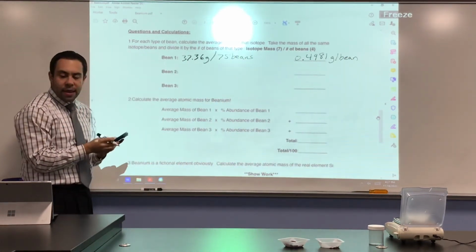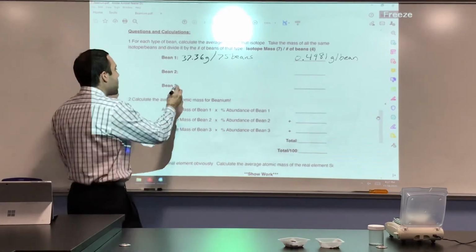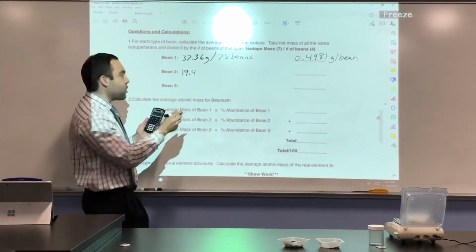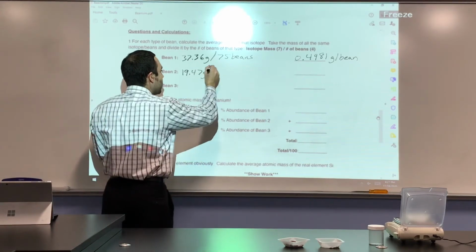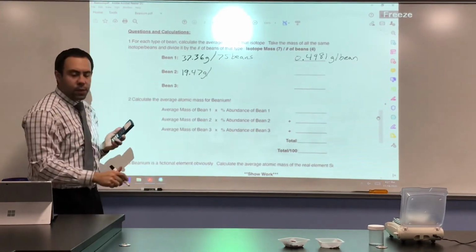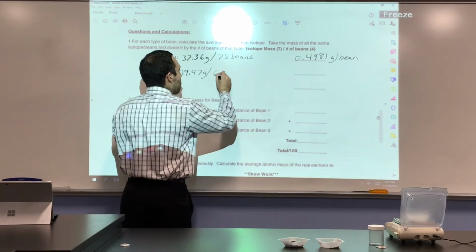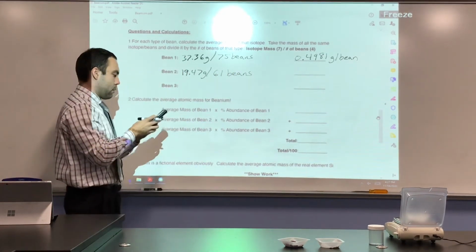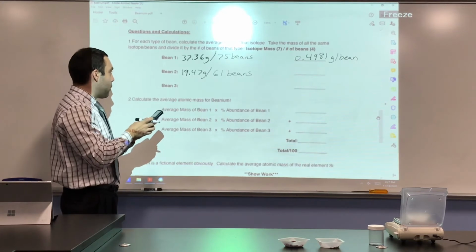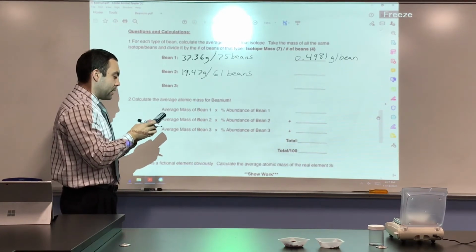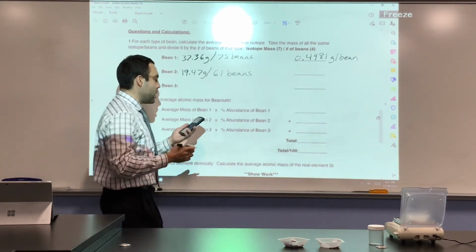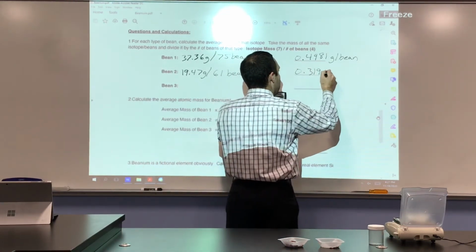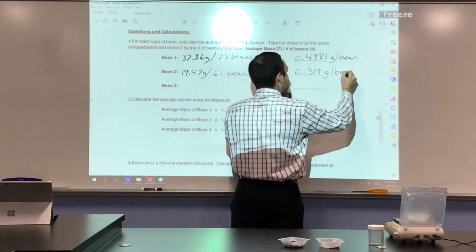Bean 2, that's the medium brown, we had 19.47 grams, divided by total number of beans was 61 beans. 19.47 divided by 61, and we get 0.319 grams per bean.